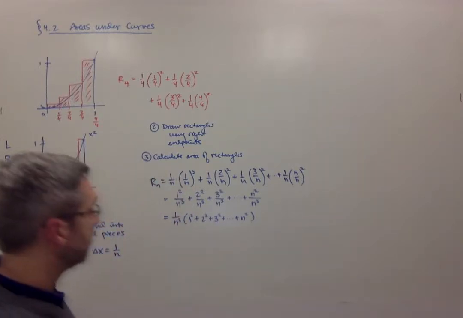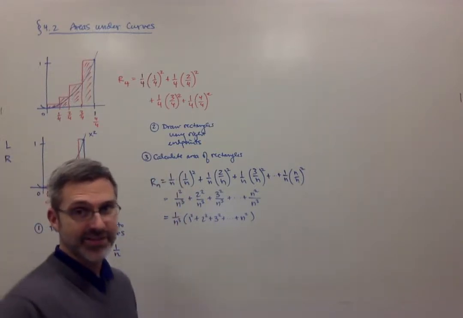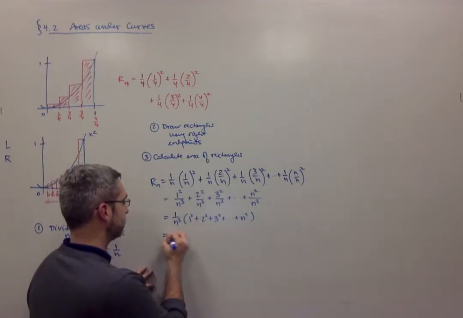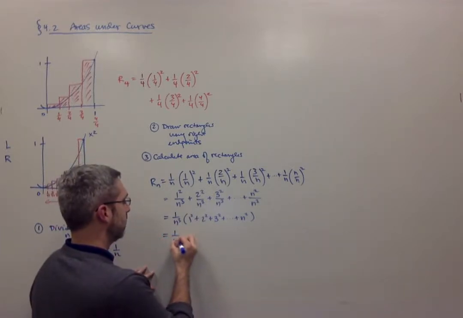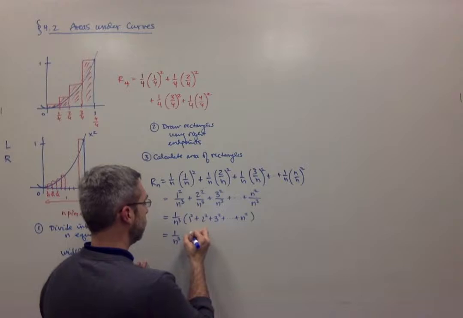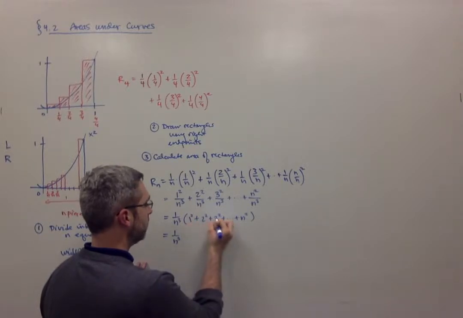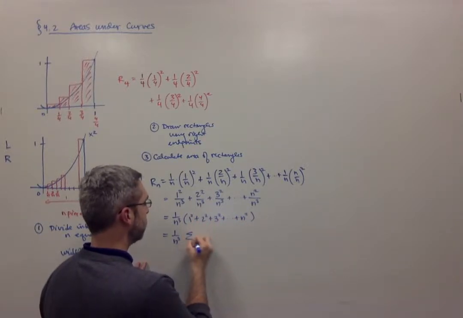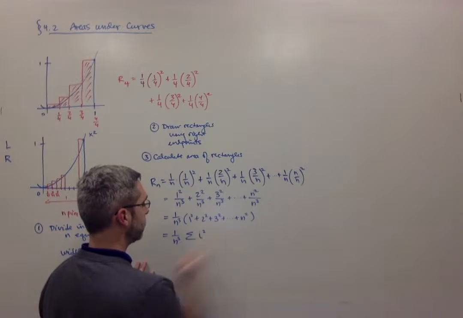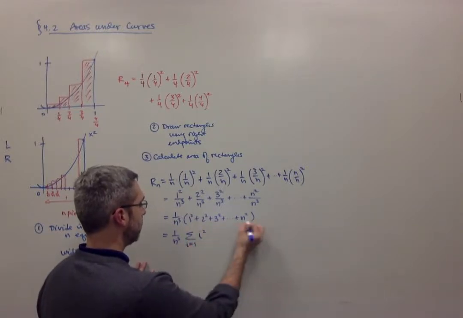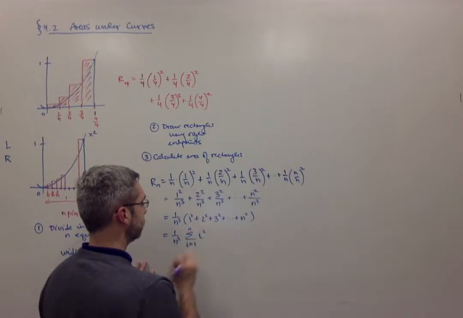In other words, if I were to put that in sigma notation, you're kind of guessing where I'm going here. You see that 1, 2, 3 all the way up to n, so I've got a sum of things that are squared, so I'm going to call that i squared. And i starts at 1 and goes up to n. Okay?